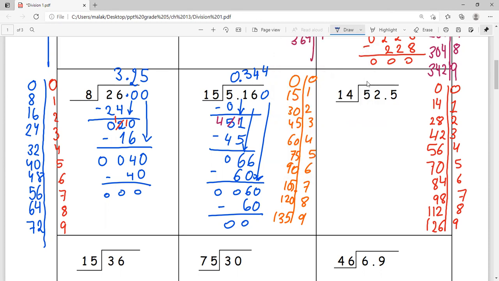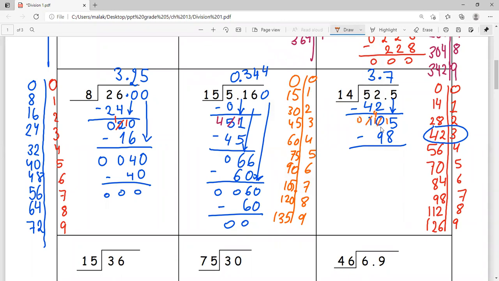The number that is close to 52 is 42. So we write 3 up and 42 down. Okay. The answer will be 10. Then we put the point up and the 5 will be down. The closest number is 98. We put 7 up and 98 down. And then we put 0 down.